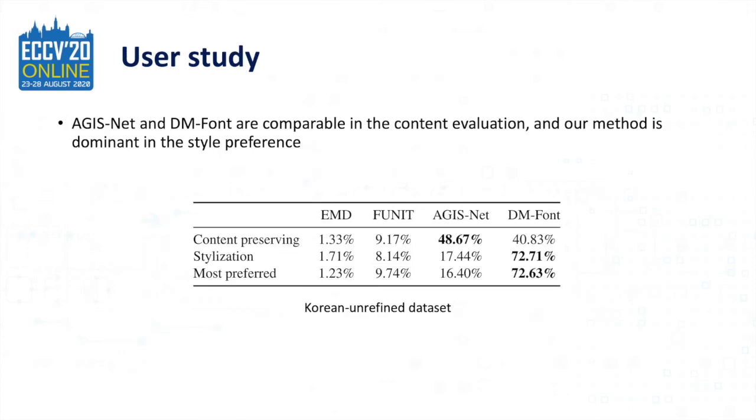To verify our model at the human level, we conduct a user study using a Korean-only fine handwriting dataset. This dataset is also handwriting, and it is built in the wild without refinement. So its style is extremely diverse, including bad handwriting. The trends follow the perceptual-level evaluation results. AEGIS-Net and DM-Font are comparable in the content evaluation, and our method is dominant in the style preference. To sum up, we evaluate the model with various datasets at various levels, and DM-Font dominates the stylization quality in all experiments.